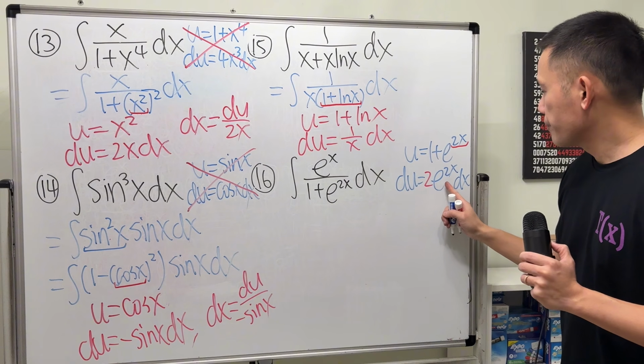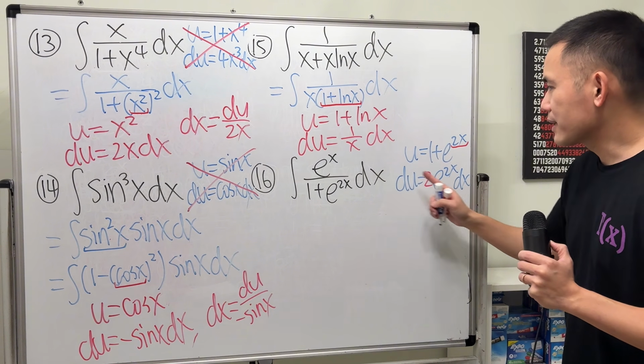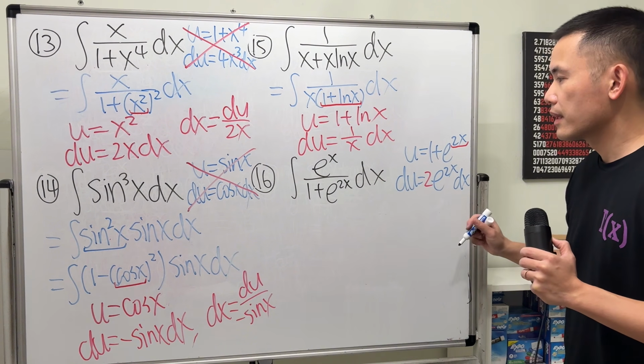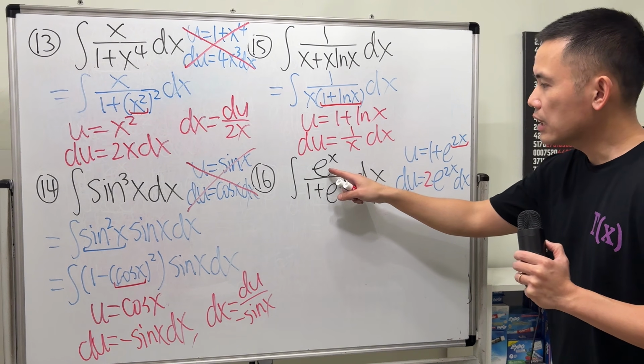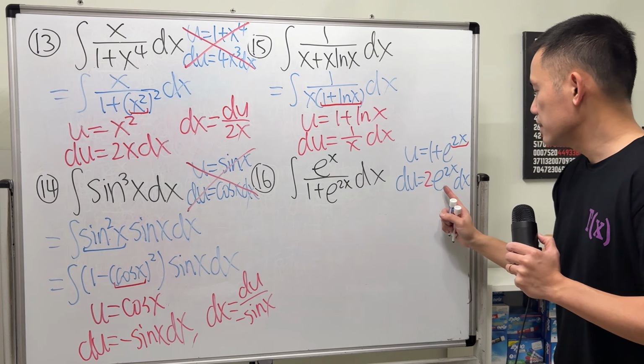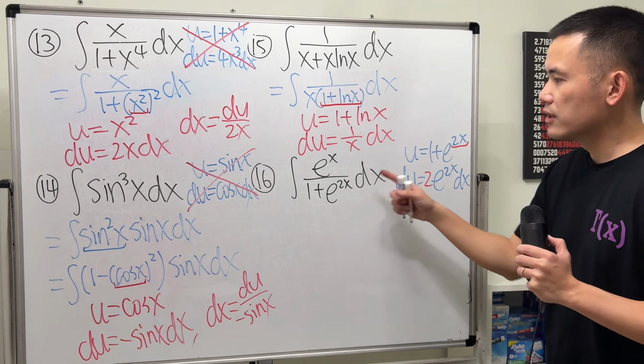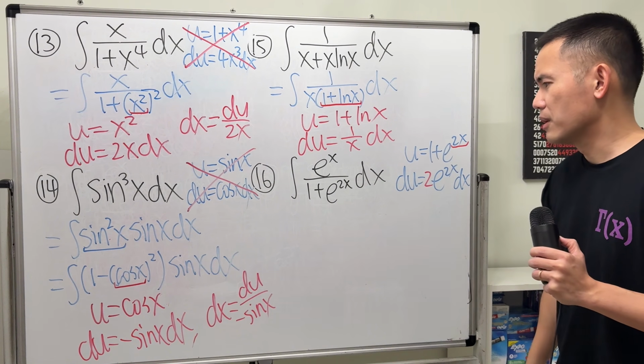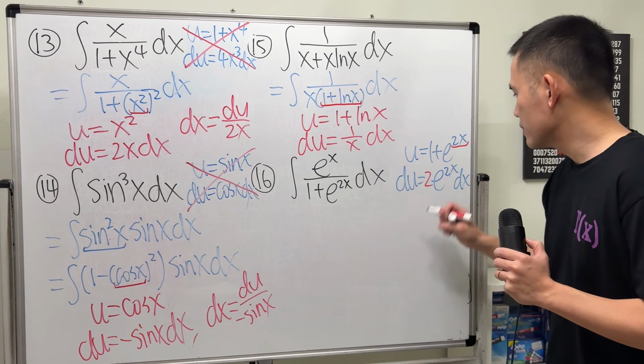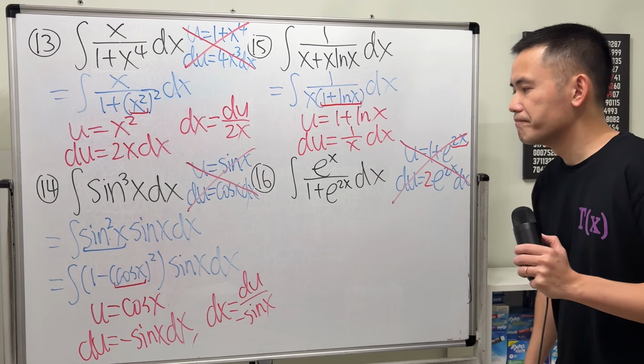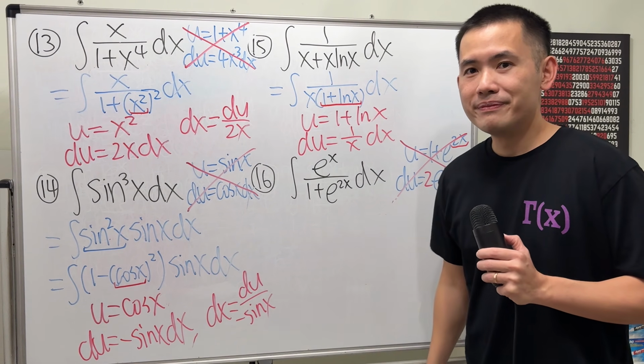Not only can you not cancel all this, but the problem is that on the top is e to the x and on the bottom is e to the 2x. You cannot cancel out right away, and I don't think you can simplify any further in this regard, so this is not it.